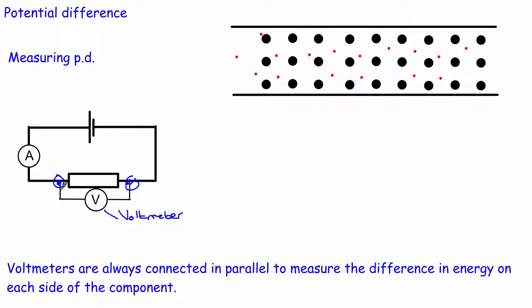So we say this is in parallel because it goes around this. It's not in this main part of the circuit, it's in a separate part all of its own. So this is in parallel, and that's the reason why, because we're looking at these differences. So that sums it up. So voltmeters are always connected in parallel, so we can look at the difference in energy on this side and on this side, and then work out the difference between it per coulomb.